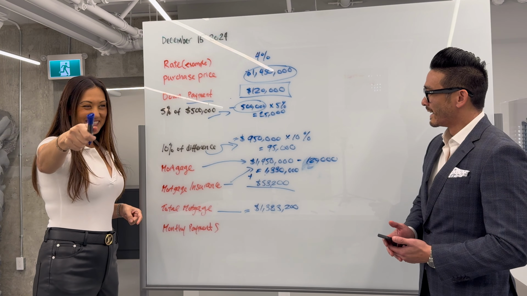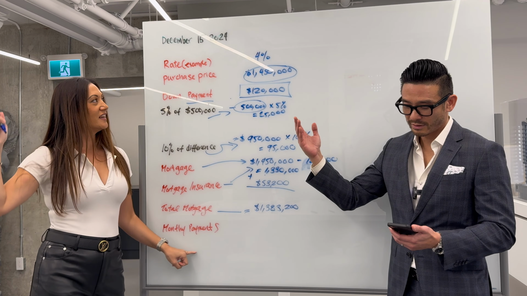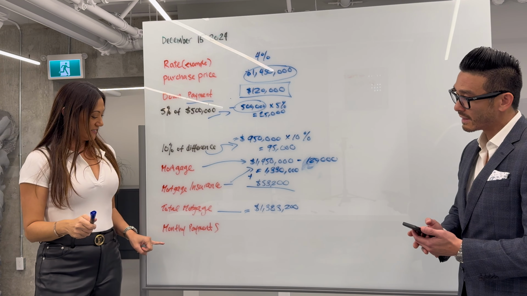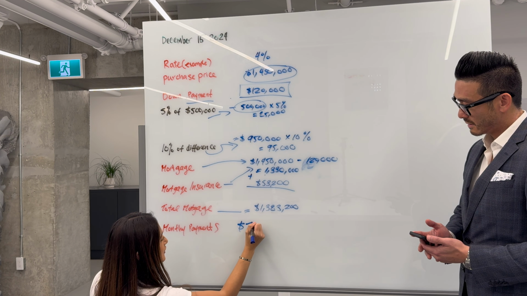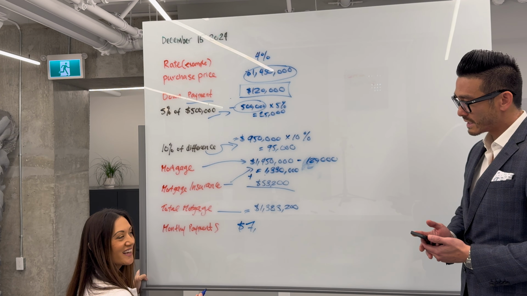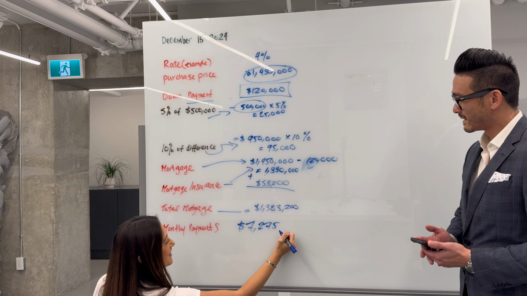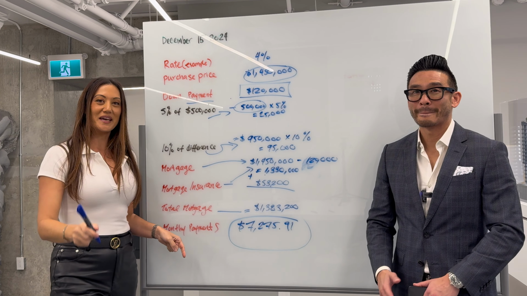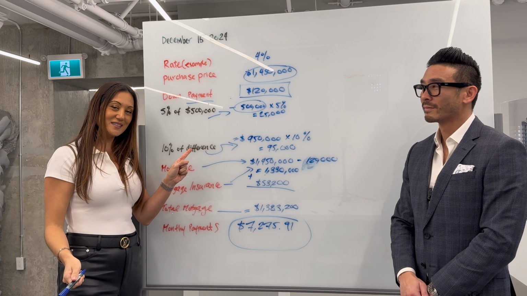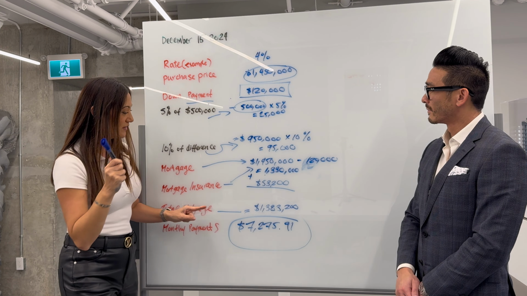And then the mortgage payments on this at 4% will be $7,275.91. So that is what you're going to have to pay monthly based on this scenario, under 1.5 million at 1.45 million. So monthly, this is what they're going to pay.